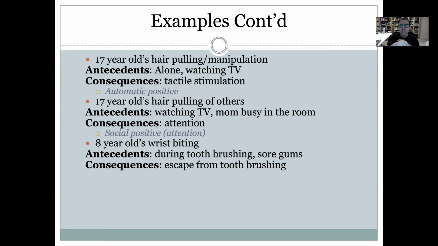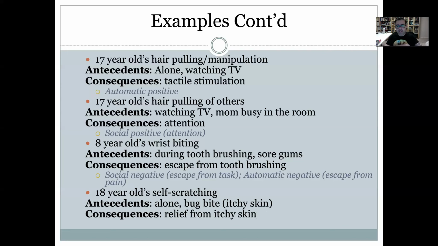An 8-year-old biting her wrist. Now, during toothbrushing, the kid has to brush her teeth, but the kid has sore gums, so doesn't like to brush her teeth. Mom says, let's go brush your teeth. The kid bites her wrist, and then by biting her wrist, the kid is preventing or avoiding having to brush her teeth because mom has to deal with that. Now, in this case, positive or negative? Well, escape, negative reinforcement. And what do you think? Social or automatic? In this case, both, right? Social, because she's escaping from the task that is being presented by mom, and automatic, because she's also escaping from the pain of the sore gums, right? So sometimes, as we will see, behavior could be occurring for a variety of reasons, not only one. That makes things always complicated. Things are not as simple as we think they are.